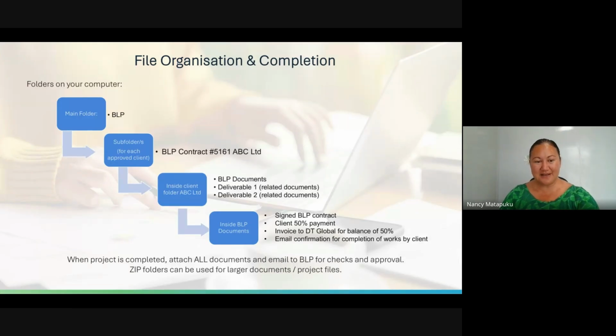So just in the last subfolder of BLP documents, you want to make sure that you've got the signed BLP contract, the client's deposit of 50%. This can be a screenshot of your bank statement, and just redact all the other unnecessary information, and the invoice to DT Global for the balance of 50%. And also what is also critical is the email confirmation from the client once all is said and done, saying, thank you, we appreciate the work, we're satisfied with this, and that's it.